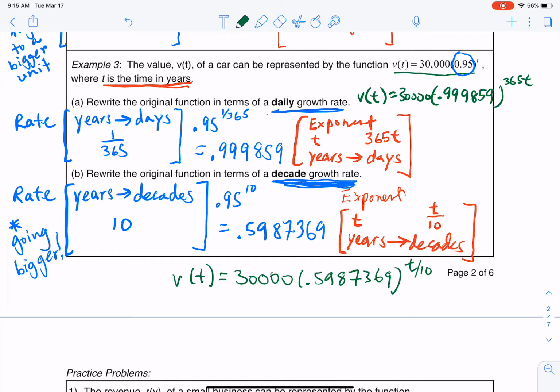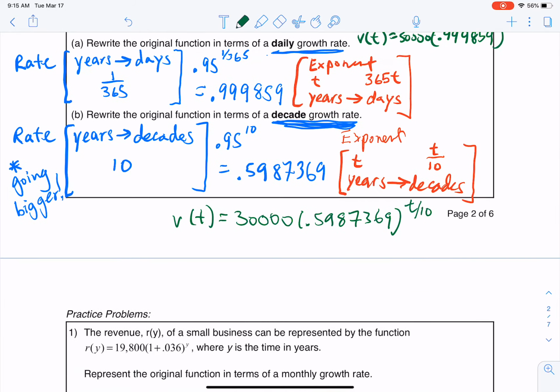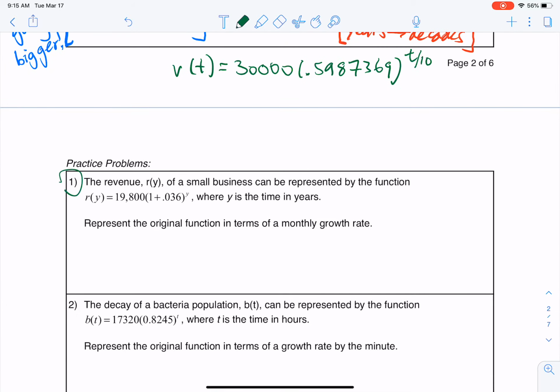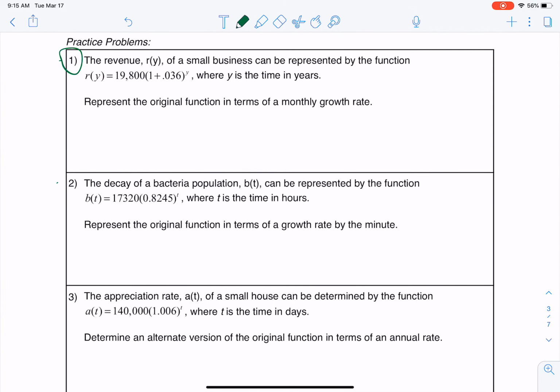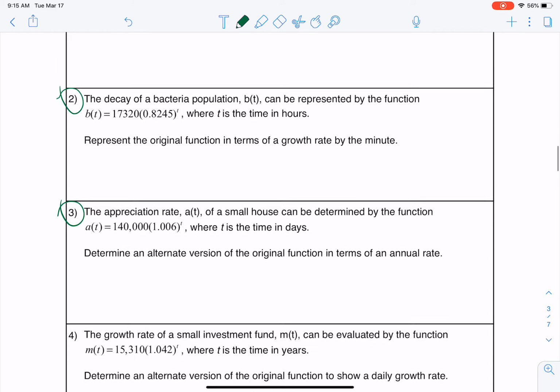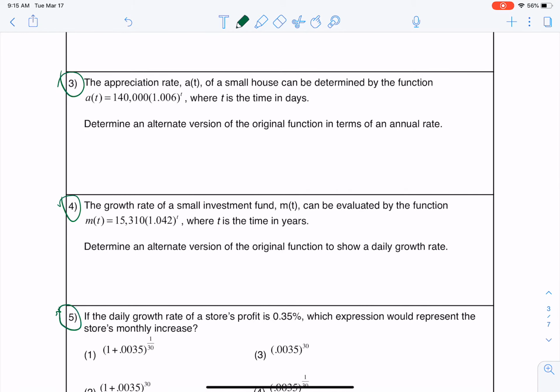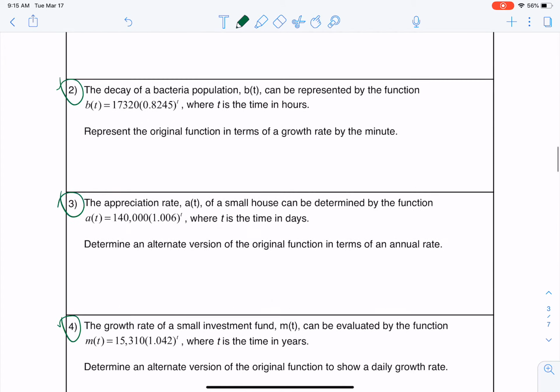All right, so that concludes part 2 of lesson 8. There's a Google form assignment, and on that assignment for part 1, you're going to answer question 1 with an equation, 2 with an equation, 3 with an equation, 4 with an equation, and 5 with an answer choice.